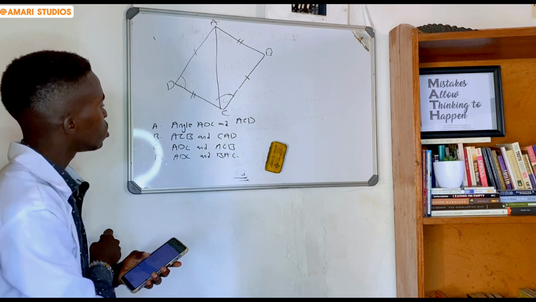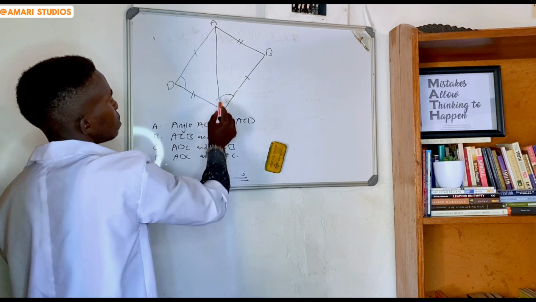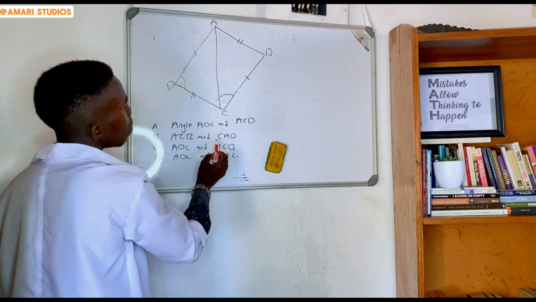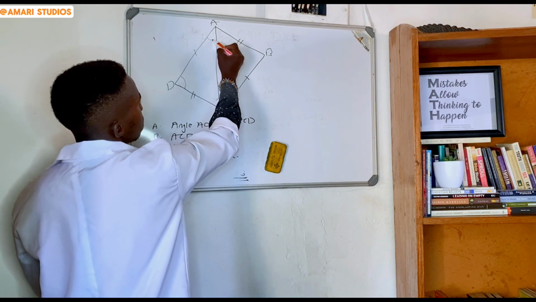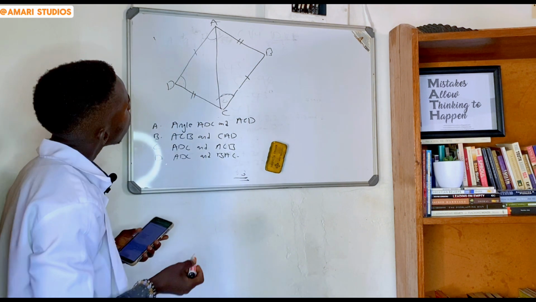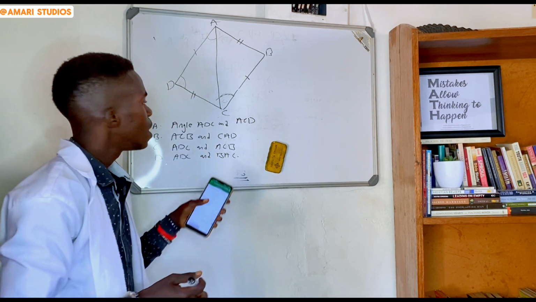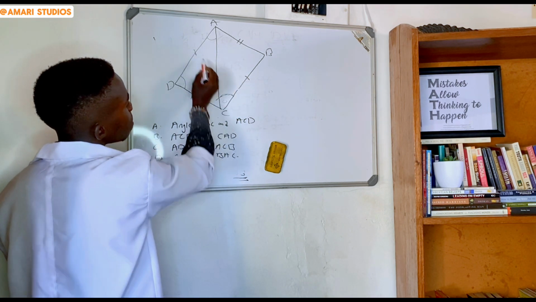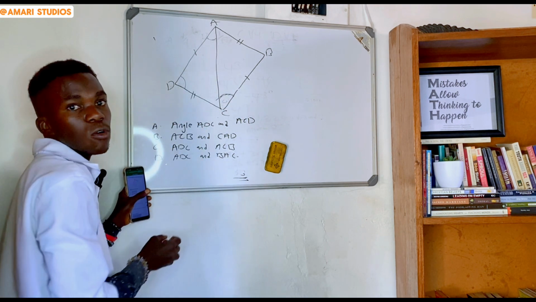Then we have multiple choice B. They're saying angle ACB is equal to angle CAD. As you can see, our answer here is supposed to be B. The reason is because this side is equal to this side, meaning that the angle here is also equal to the angle over there.